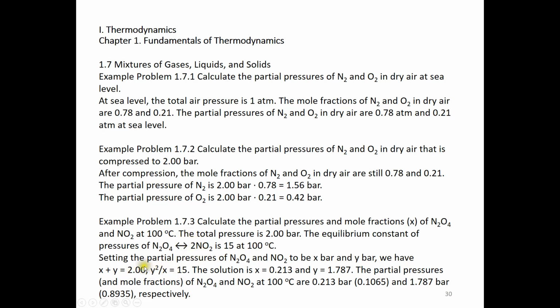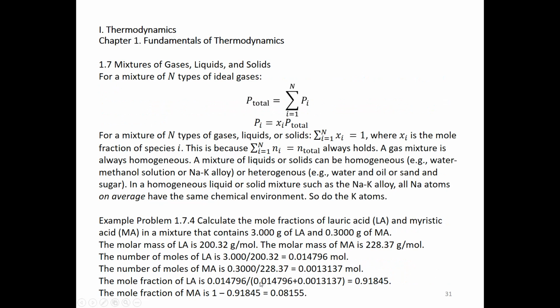And we have two equations. We can solve these two equations because they contain only two variables. The solution is X is equal to 0.213, Y is simply 2 minus X, 1.787. And then we get the partial pressures for these two gases.